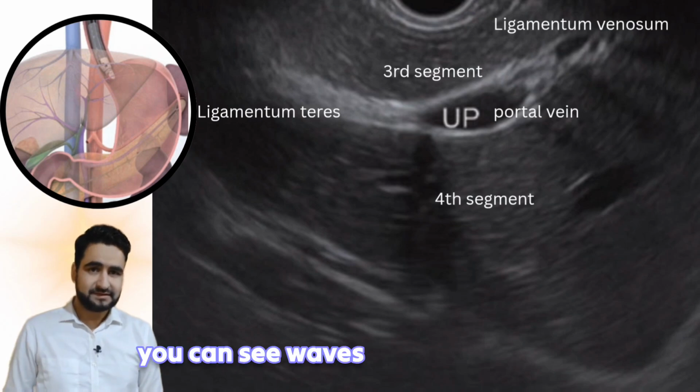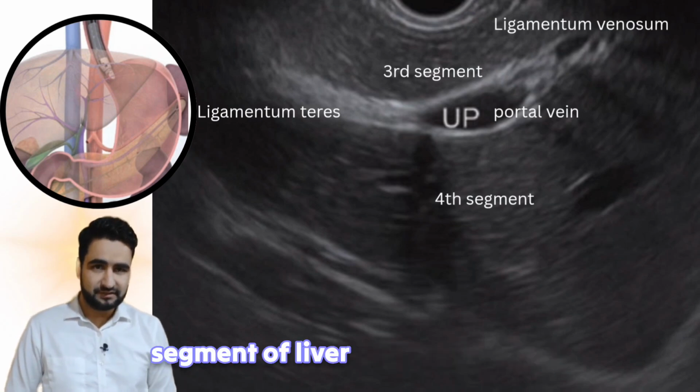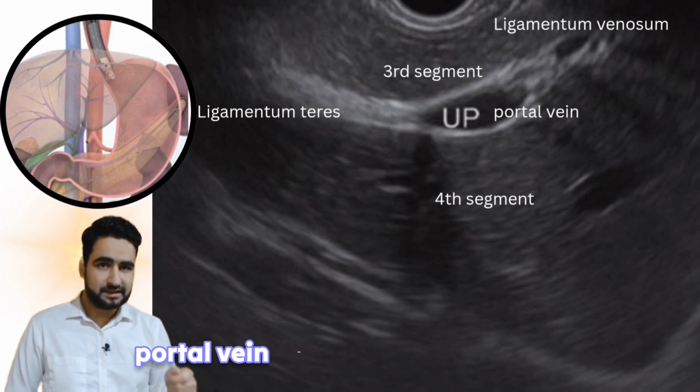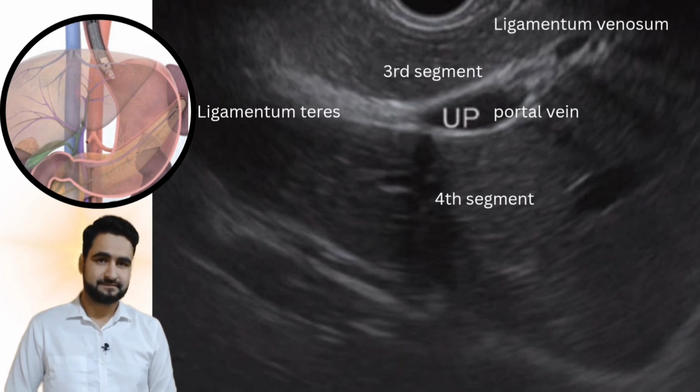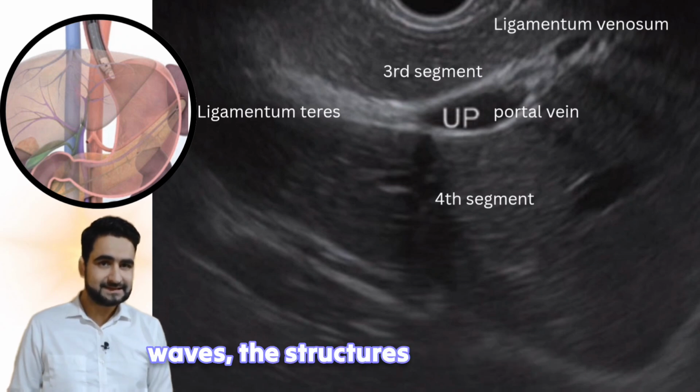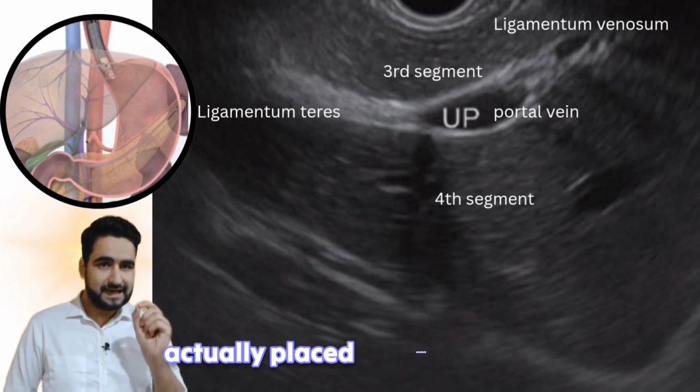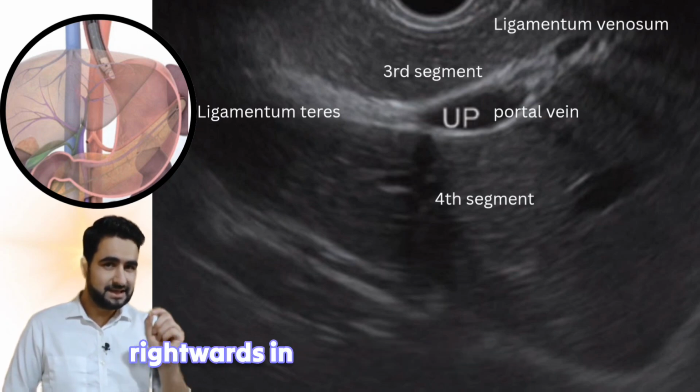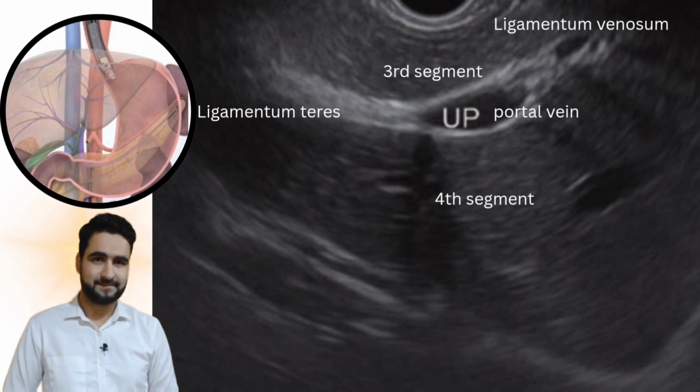You can see waves traversing third segment of liver through the left portal vein into the fourth segment. As per the direction of my acoustic waves, the structures that will be in my range of vision will be actually placed anteriorly and rightwards in relation to GE junction.